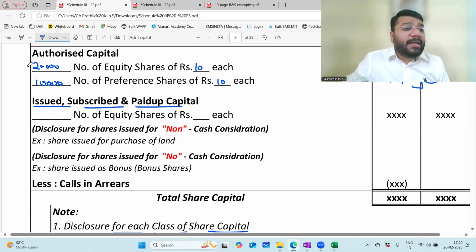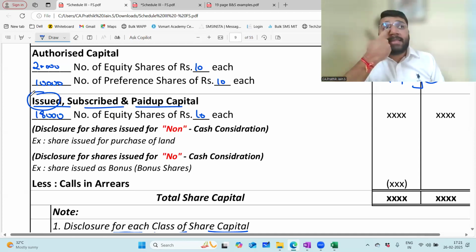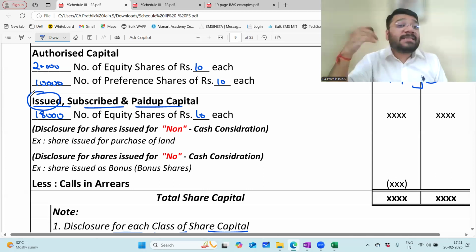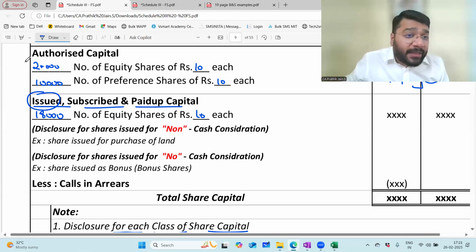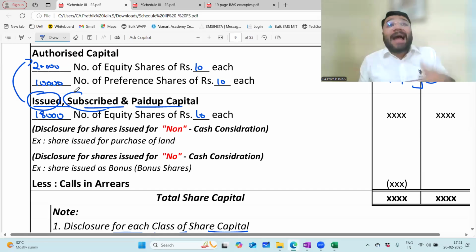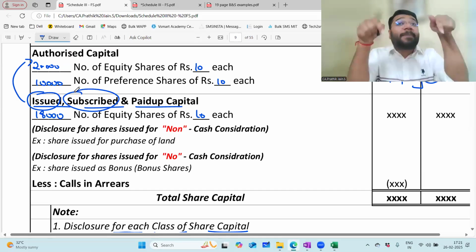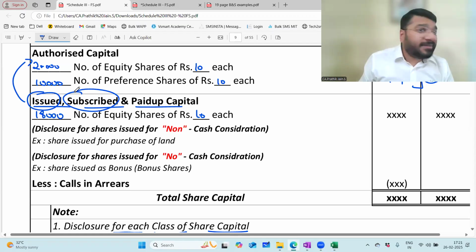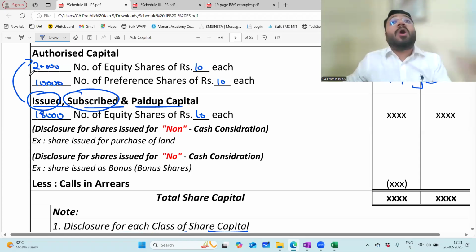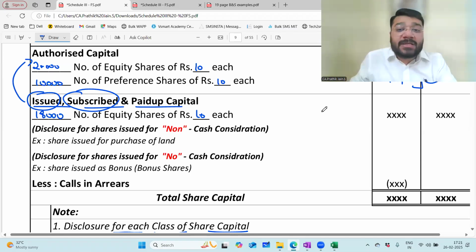Let's suppose out of 20,000 equity shares, I am issuing 18,000 equity shares of 10 each. What is the meaning of issued capital? It is that part of authorized capital which is offered to public for subscription. What is subscribed capital? It is that part of issued capital that is subscribed by the general public. So out of 20,000 equity shares, how many shares are you offering to the public? 18,000 shares of 10 each. How much is it? 1,80,000 rupees.